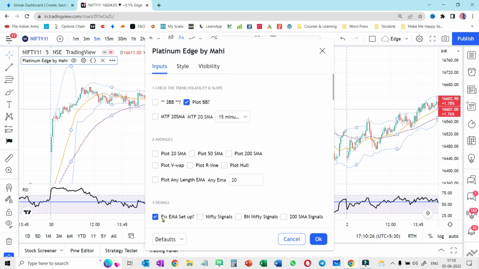When I say over here fixed EMA setup, it's actually the EMA 50, and then I'm also plotting the 50 SMA and 200 SMA. For our purpose, we'll remove the 50 SMA because we already have the EMA 50. So only three things. We have Bollinger because it will have a 20 SMA, a 200 SMA which is a higher moving average, and an EMA 50 for our intraday.